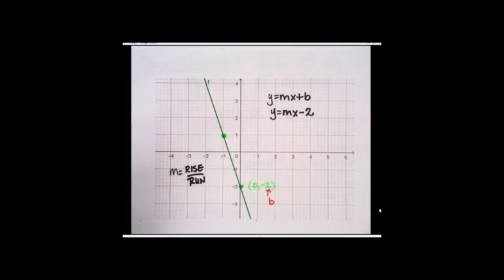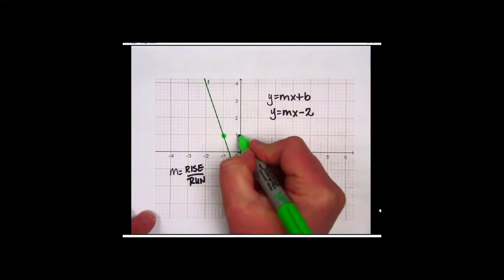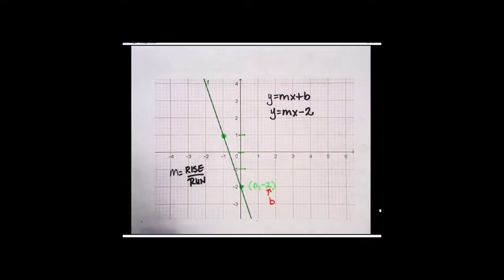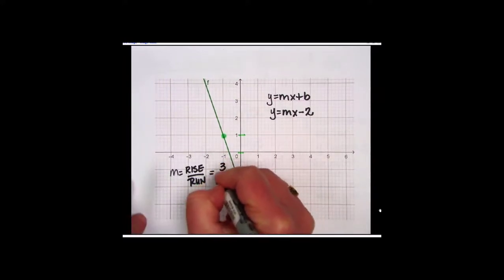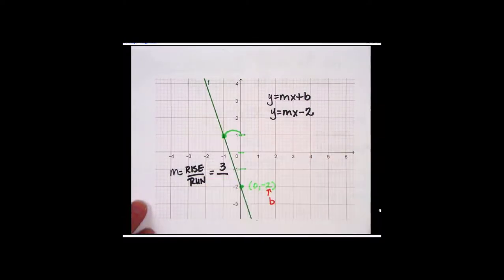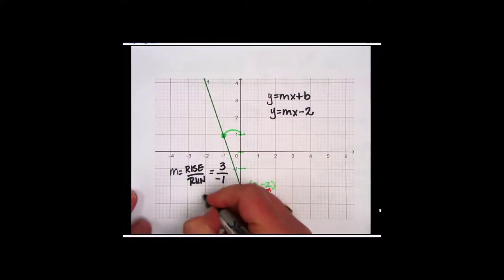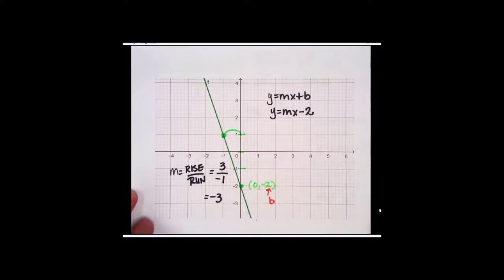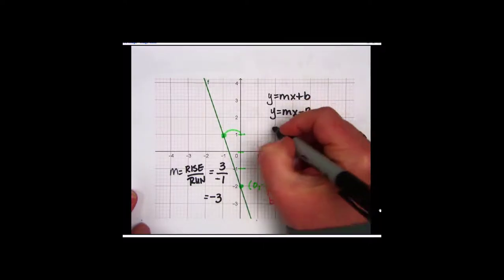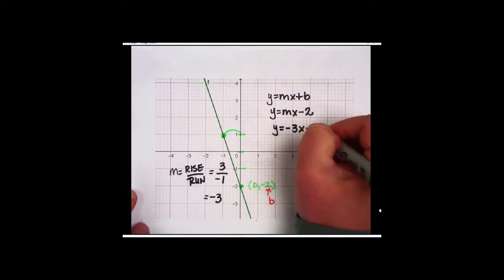How many units to rise up? 1, 2, 3. I went up, so it's going to be a +3. How many units to run over? Well, I went to the left, so I know that this is going to be negative, and it's a -1. So I get -3. And so to finish this out, I would get y equals -3x minus 2.